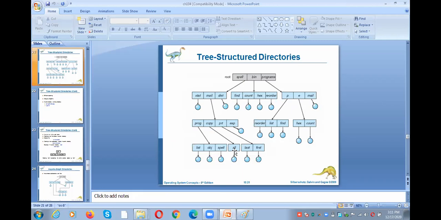So what is a tree-structured directory? I already told you. If you observe here, this is the first level, this is the second level, this is the third level and this is the fourth level. So we can have any number of levels here. Here prog is one directory, and under it are list, object and spell. Under copy there is one subdirectory called all. Like that, each and every directory has subdirectories.